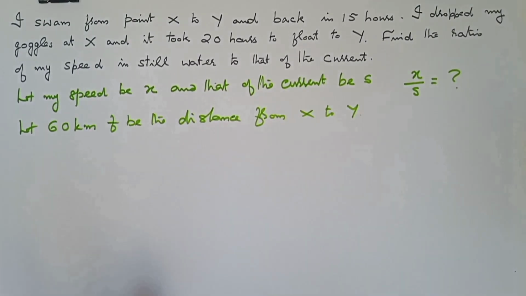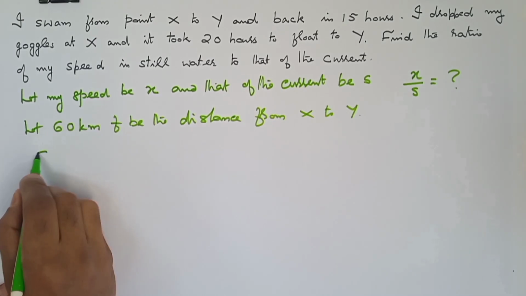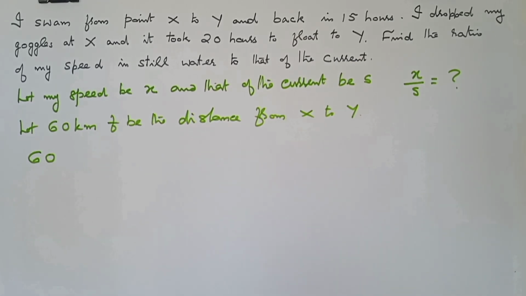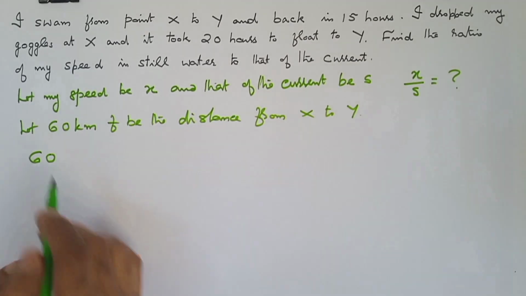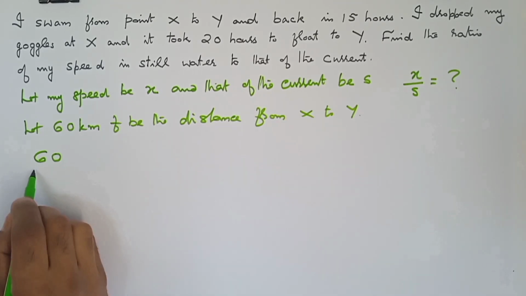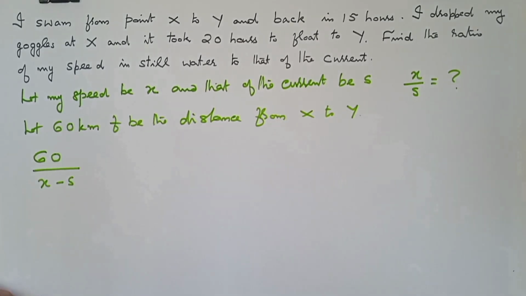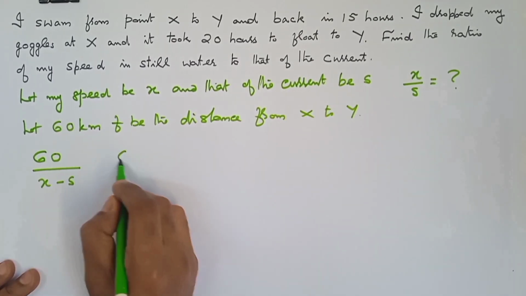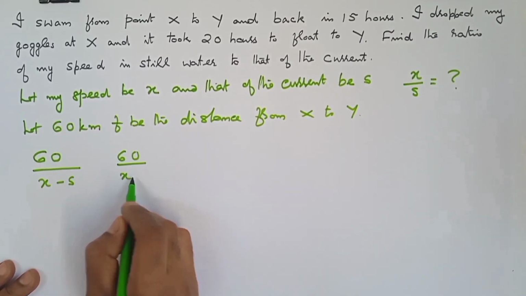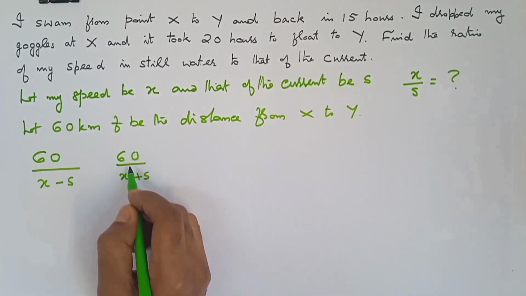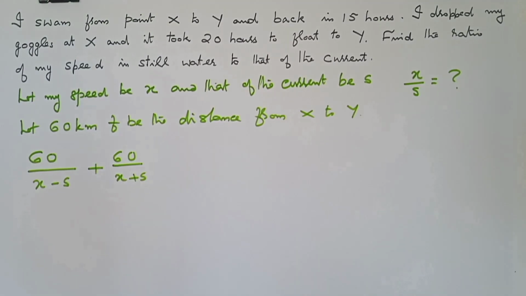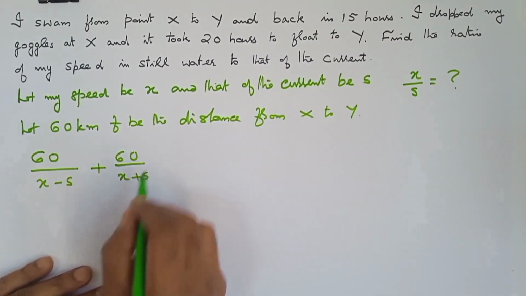I swam from point X to Y. That means the distance I covered while swimming from X to Y is 60 kilometers. And we don't know whether it's downstream. You can choose it the way you want. You can take it as upstream. If it is upstream, speed will be X minus S. Then I'm swimming back. Obviously, if this is upstream, the other one will be downstream. So this will be the time taken for the downstream, this for the upstream. Sum of these two will give you the total time I took, which is given to be 15 hours in the problem.